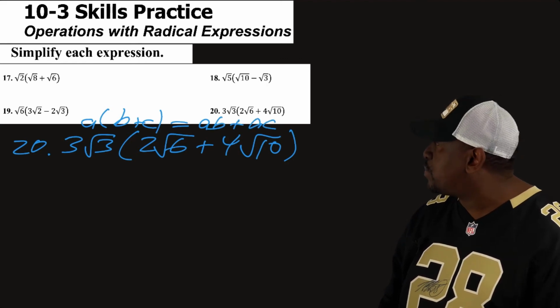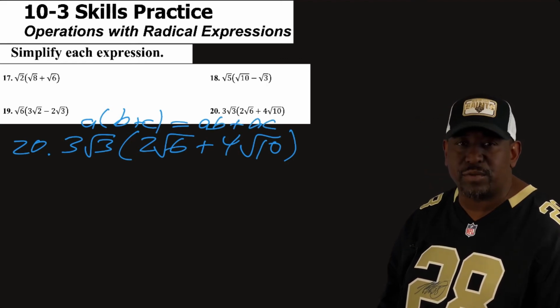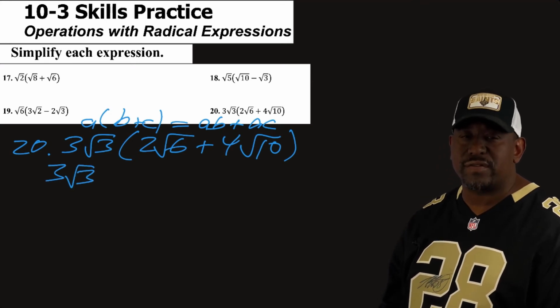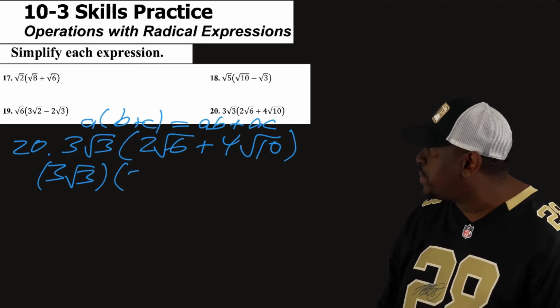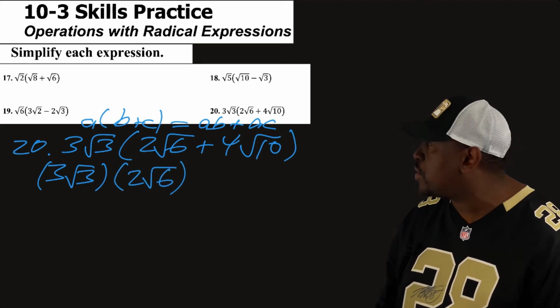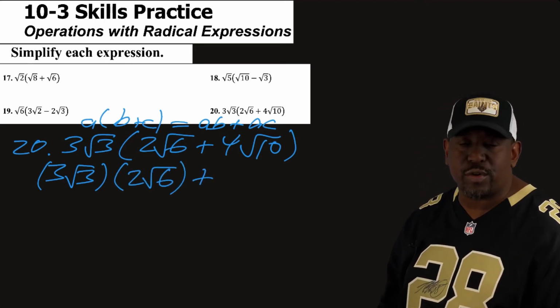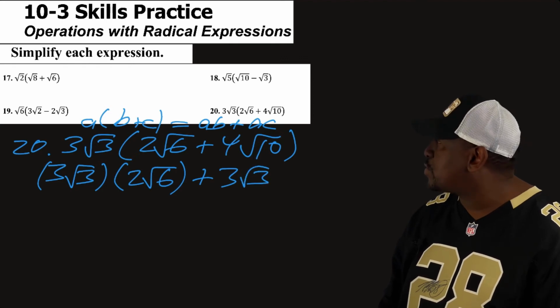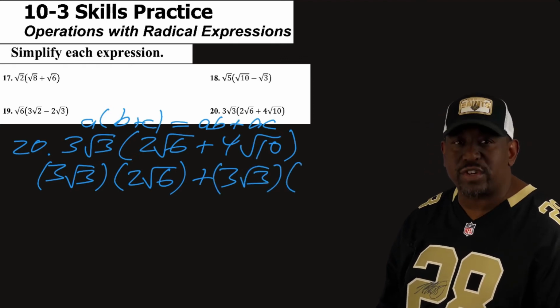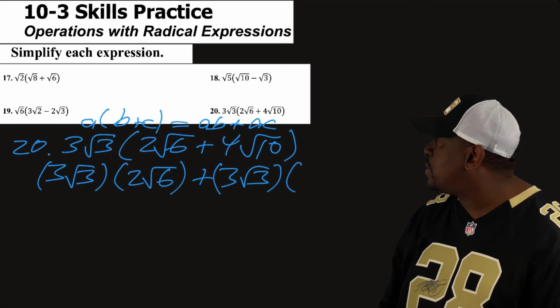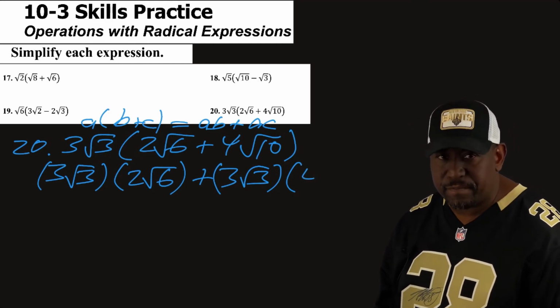So we write above the problem, a times the quantity b plus c will give us 2 products: a times b plus the quantity of a times c. And so we're going to apply that to the radical terms. So we will have 3 times the square root of 3 times 2 times the square root of 6 plus 3 times the square root of 3 times 4 times the square root of 10.